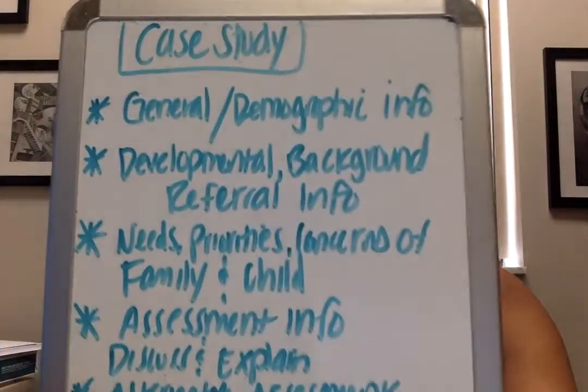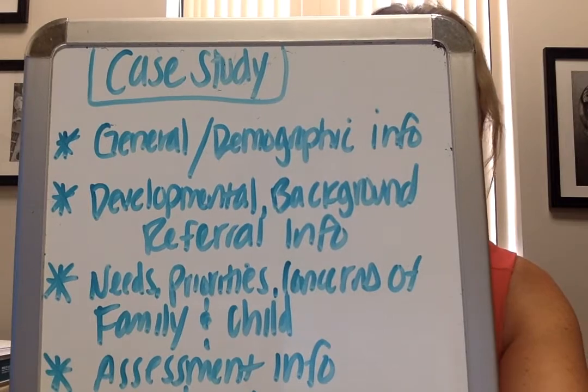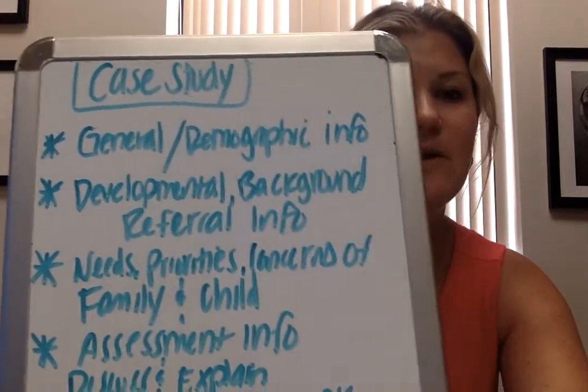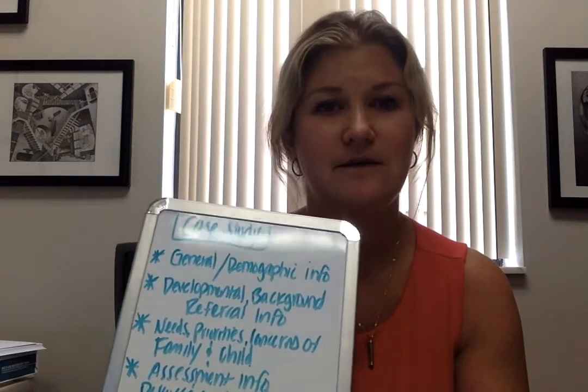Next, you're going to identify and summarize developmental, background, and referral information. So developmental information, we're dealing with the 5 developmental domains. So this would be cognition, this would be language, it would be motor, it would be self-help, adaptive, and social skills. So make sure that you're talking about that.